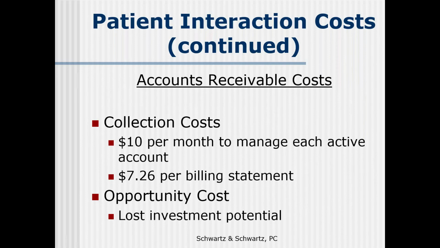Okay, another way to save money is to manage your accounts receivable costs. Maintaining accounts receivable is expensive. They say that it costs about $10 per month to manage each active account. And it costs $7.26, I don't know where they came up with this from, to send out each billing statement, between printing the letter, the postage, and the person's time to maintain it and to do it. And plus, when money isn't collected, it's an opportunity cost. It's lost investment potential.